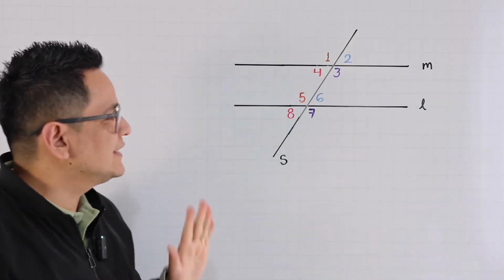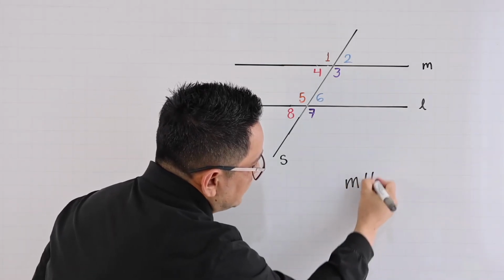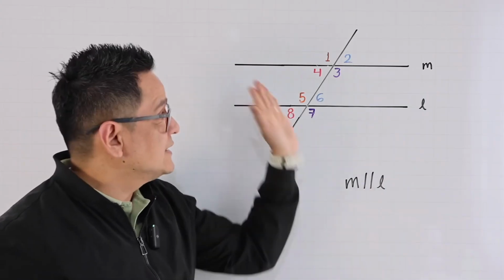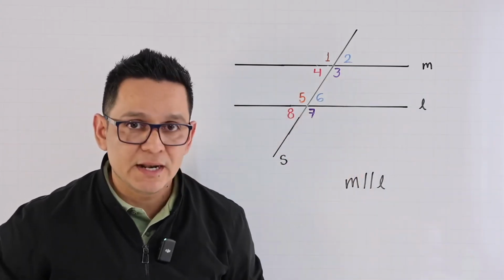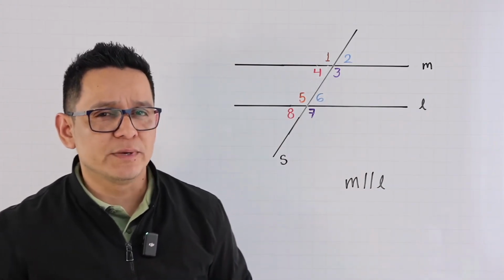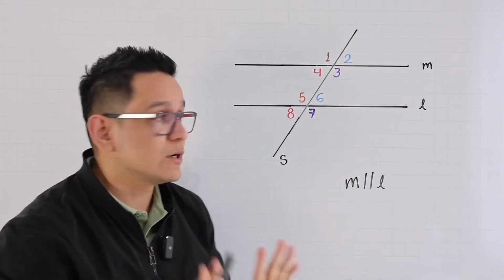Look, it's absolutely necessary to specify that line M is indeed parallel to line L. We're going to represent it this way. If these two lines weren't parallel, then the relationships we're about to see wouldn't hold. And what do I mean by relationships? Well, let me quickly tell you one here.